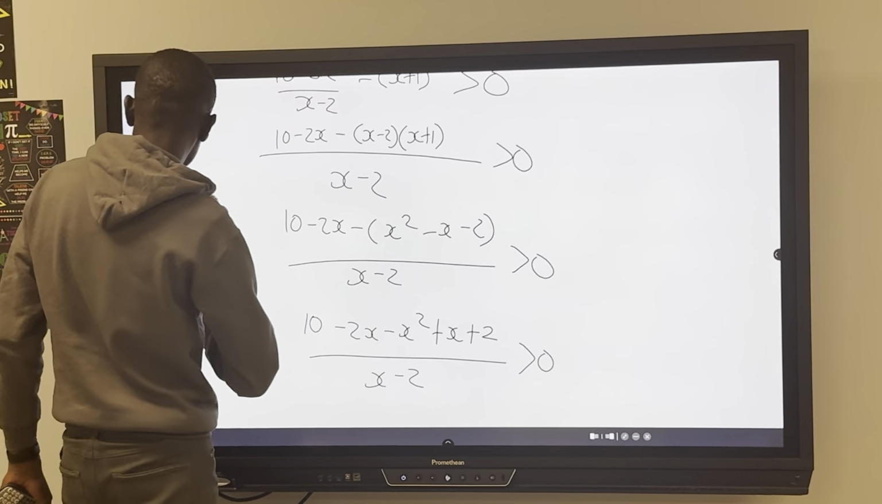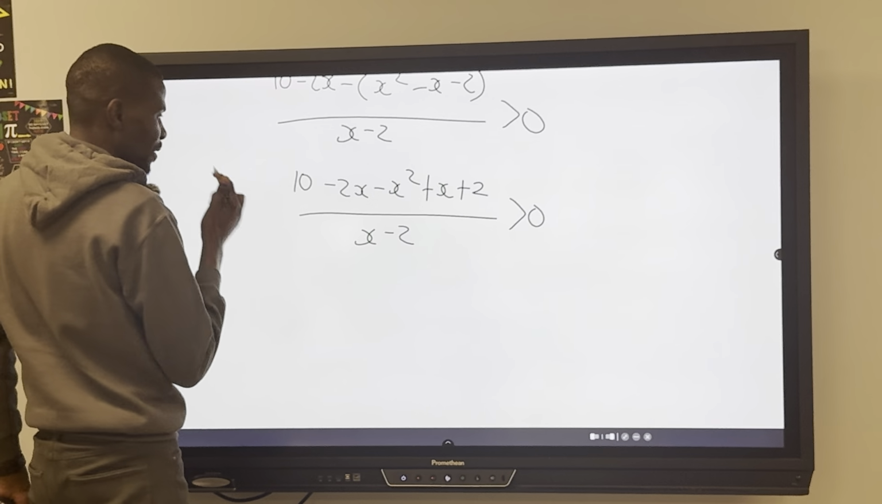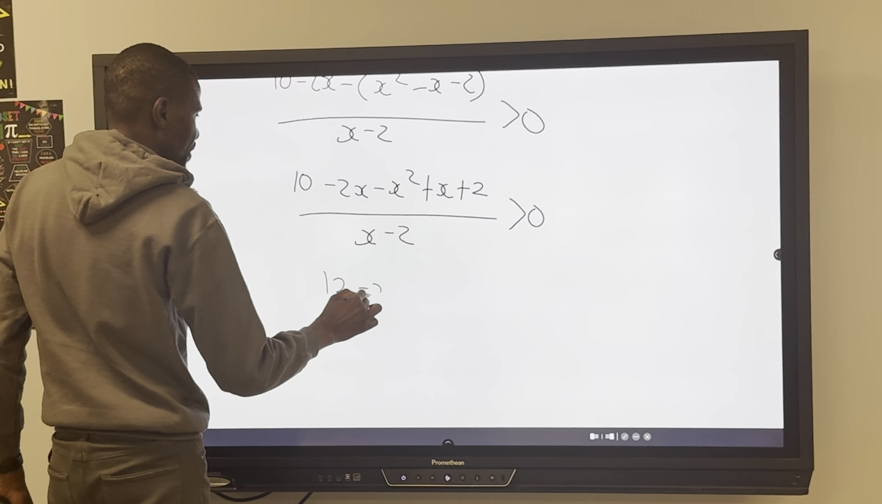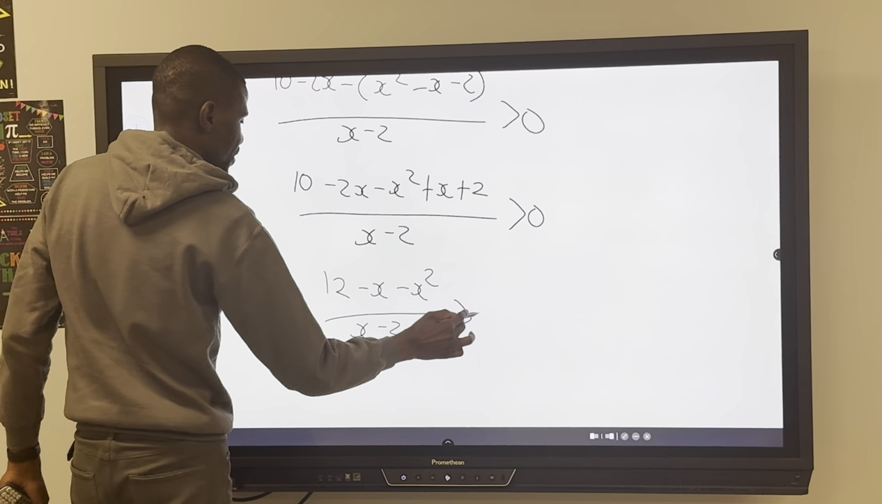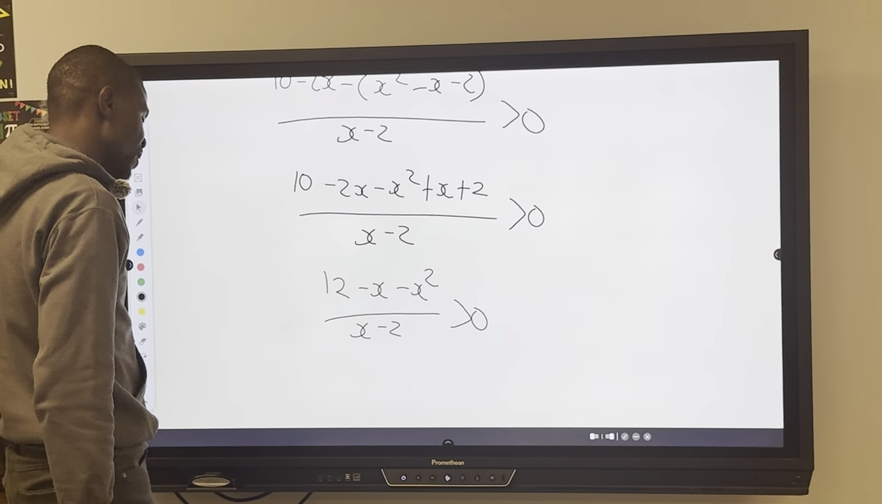is greater than 0, right? So now it's 12 minus x squared over x minus 2 is greater than 0.